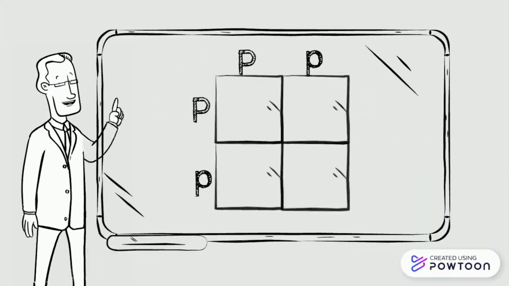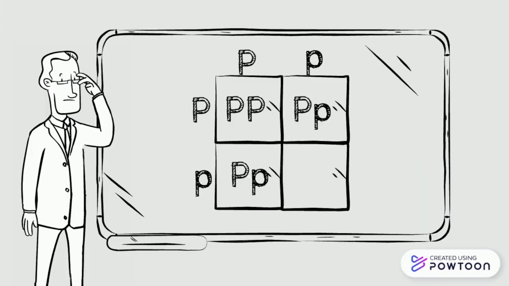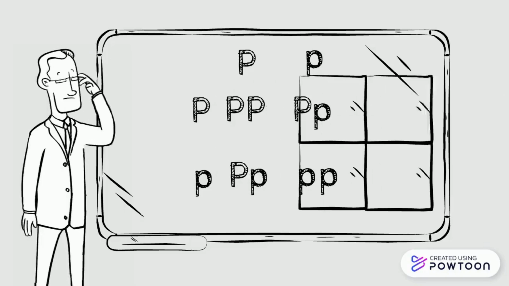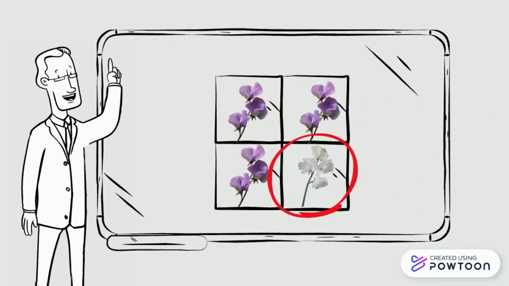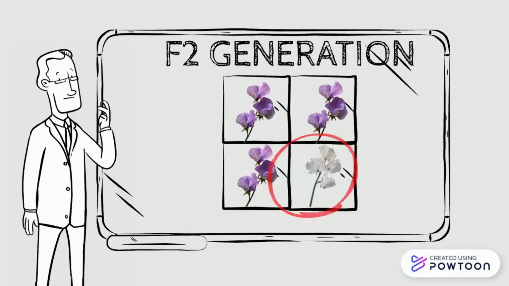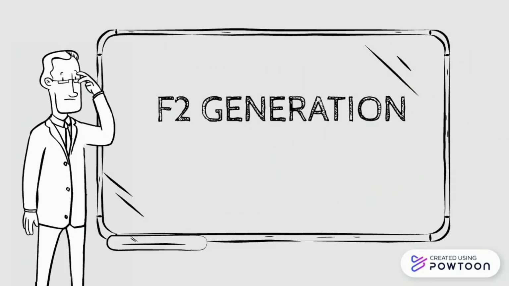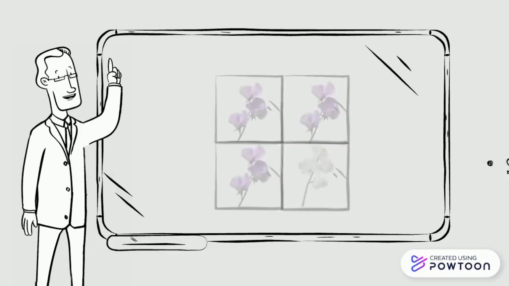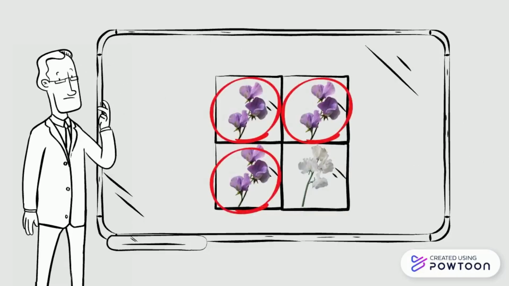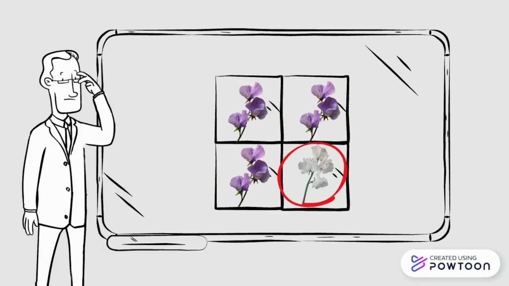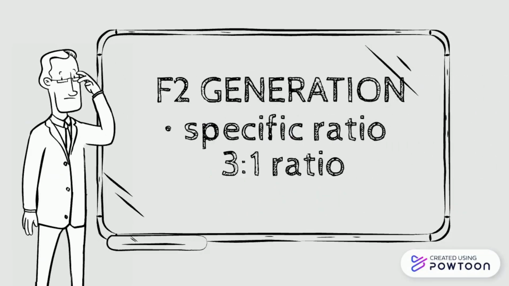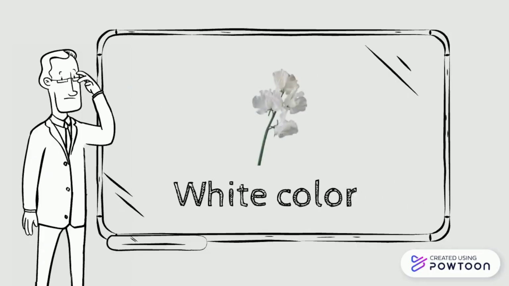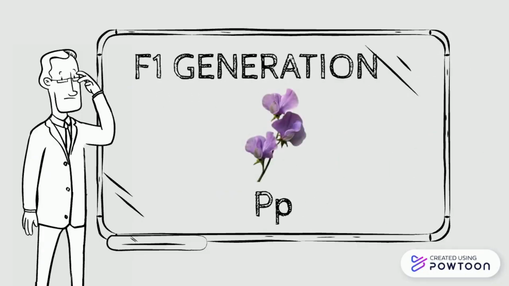Mendel then crossed the F1 plants with each other, and here's where things got interesting. The white flowers reappeared in the next generation, which is called the F2 generation. Not only that, but they appeared in a specific ratio, about 3 purple flowered plants for every 1 white flowered plant, which is a 3:1 ratio. This means the information for white flowers was still there, hidden in the F1 generation.